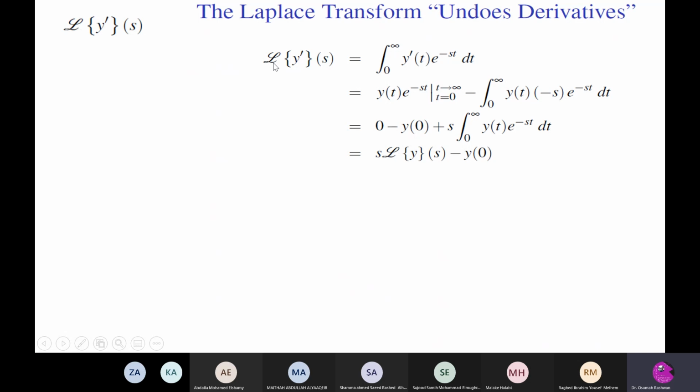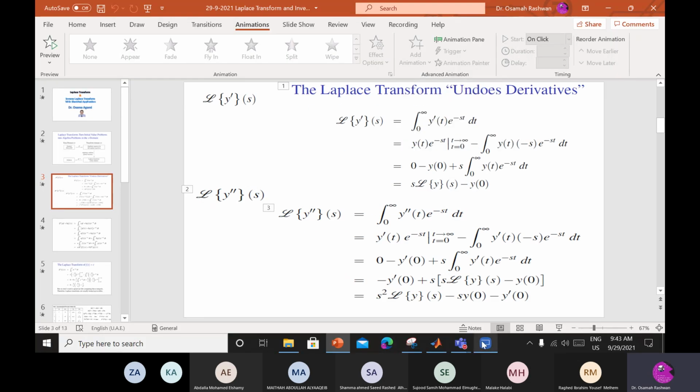How to find the Laplace transform? The Laplace transform is the integration from 0 to infinity for what you are going to have Laplace transform for, multiplied by the exponential function e to the minus st dt. S is a constant, t is a variable, so we are going to integrate with respect to t. Yes, I have a multiplication of two functions, so I'm going to use integration by parts. What is the integration by parts? Let's go and remind you about it.